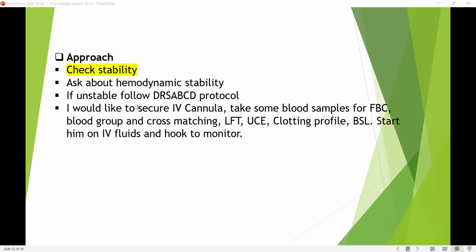And then mention if unstable, follow the DRABC protocol: IV cannula, take blood samples, for example ABC, UVC, blood group and cross match, clotting profile, blood sugar level, and you can give fluid, but you already mentioned the drip is running. So you can say we can give some bolus, okay? And hook your patient to a monitor because you need to continuously check your patient's vital signs.